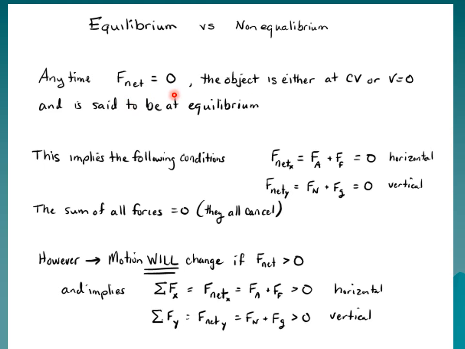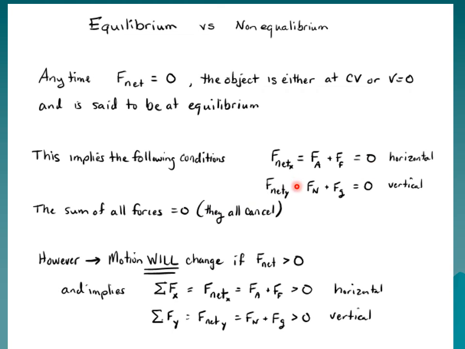Now, in this case, though, the object is either at constant velocity or velocity equals zero, meaning it's unmoving. So it can either be constantly moving or not moving at all, but there you go. And therefore, it's in equilibrium. So what does this imply? It implies the following conditions. The net force in the x direction, so F sub net x, is equal to the applied plus the friction. Remember, one of these will be negative because it's in the opposite direction, but they are adding together. So force applied plus friction will equal zero in the horizontal. If it equals zero, net force zero, not moving, not changing. Or constant velocity, I mean.